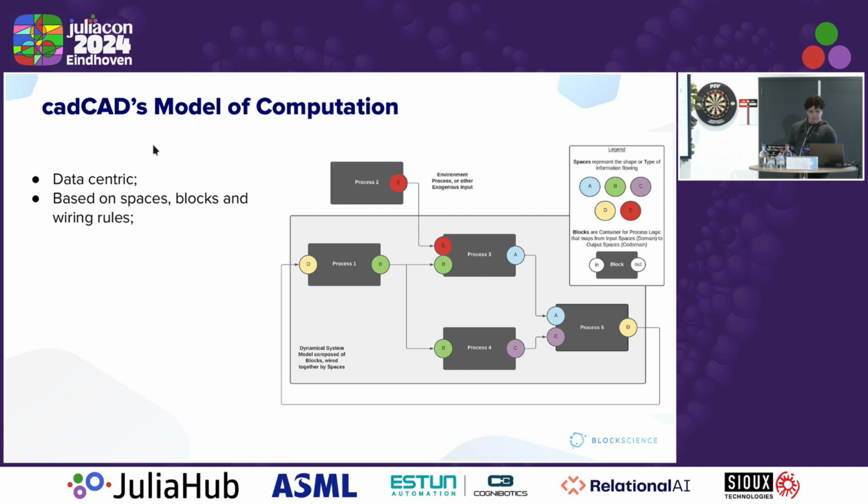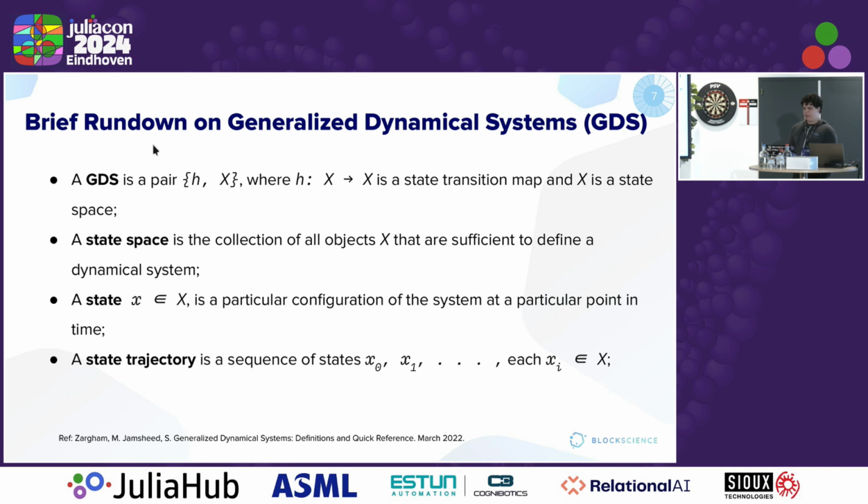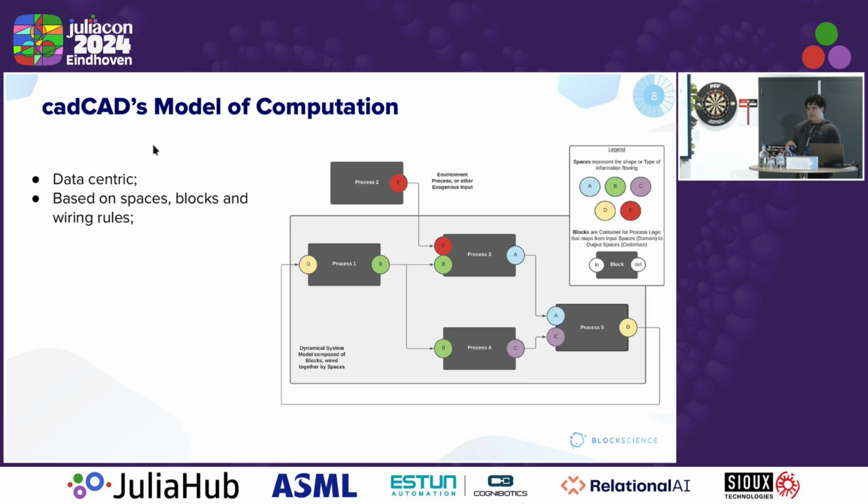But more specifically about cadCAD's model of computation. So we saw here that a generalized dynamical system must have a space and states inside of that space, and a function that evolves the states. Those functions in cadCAD's model of computation, we call them blocks.